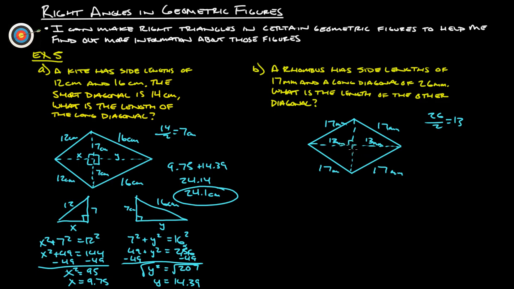Okay, so now all these are right angles. Now we're just trying to figure out how long this other diagonal, the short diagonal, is going to be, right? So if we just take a look at just this piece here, there's our right angle. This here is 17. This is 13. And that's what we're looking for, right?